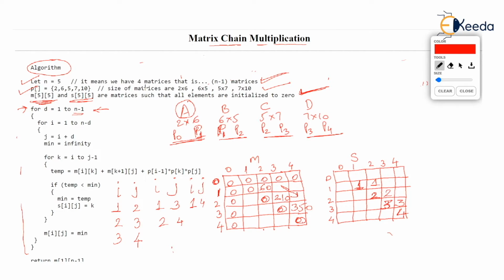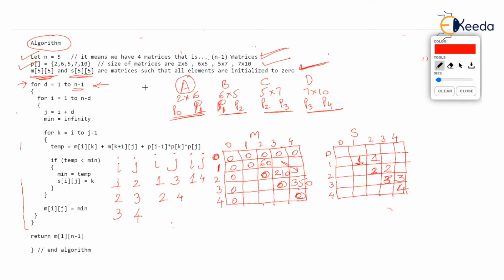Now, if you closely notice here, when we are computing in this pass, when we are computing Mij, then the difference between i and j is always 1. You observe, it is 2 minus 1 is 1, 3 minus 2 is 1, 4 minus 3 is 1. So difference is 1. And when we are doing the second pass, the difference between i and j is 2, observe. And when we are doing the third pass, the difference between i and j is 3. That means D should go from 1 to 3.